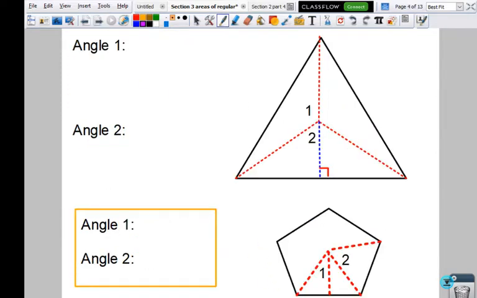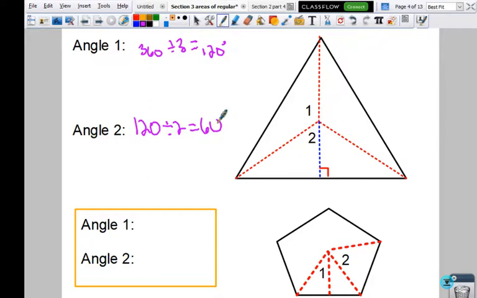So in this triangle right here, if I'm going to find angle 1, I'm going to take 360 divided by 3, because there are three sides. Angle 1 is going to be 120 degrees. Angle 2 is half of that, so 120 divided by 2. Angle 2 is going to be 60 degrees.